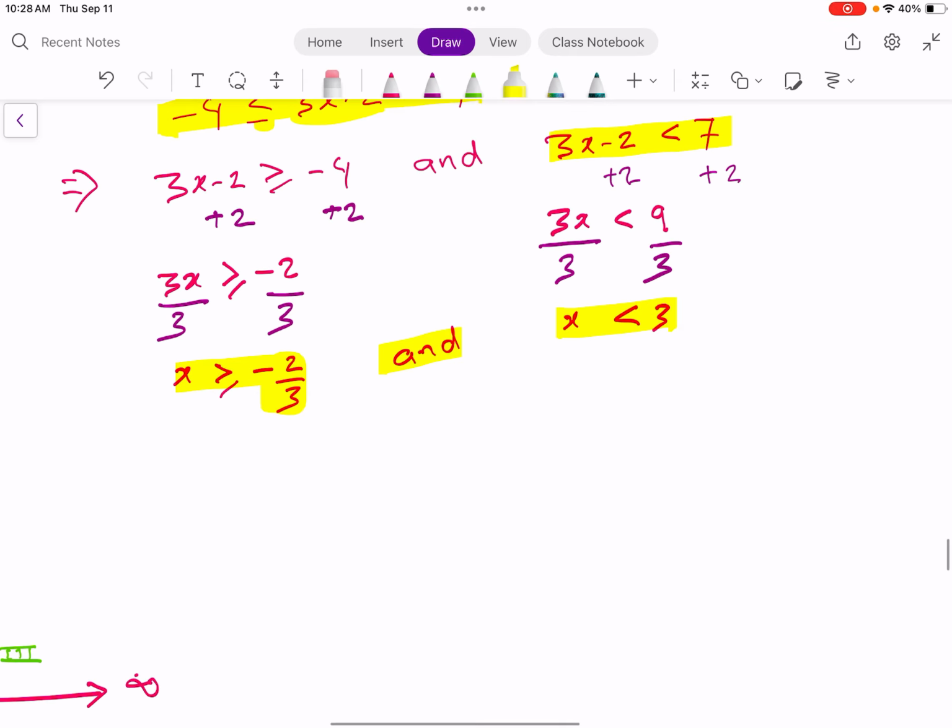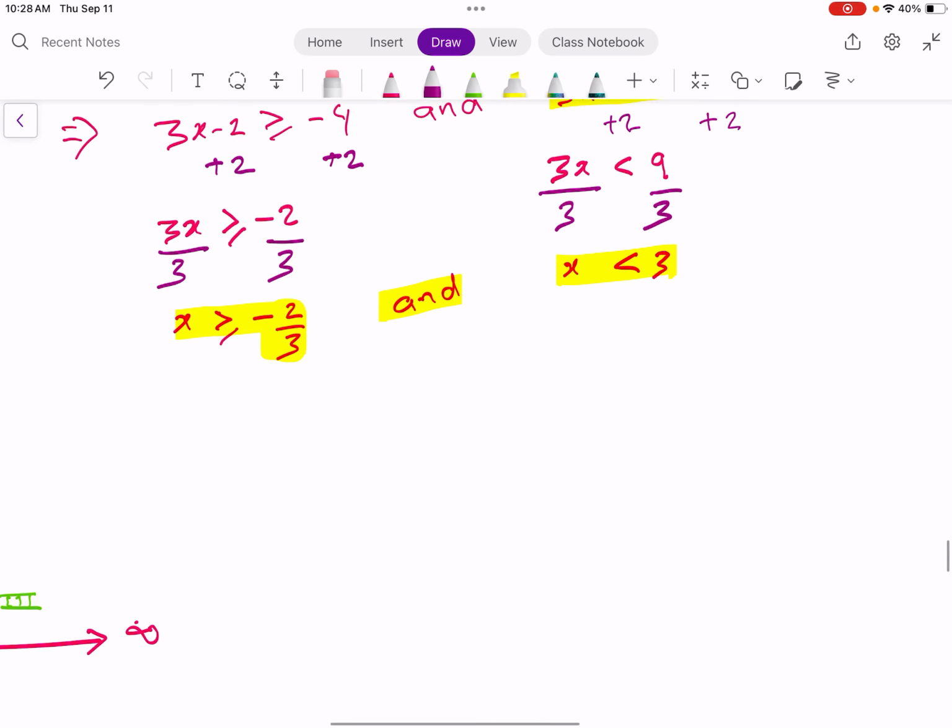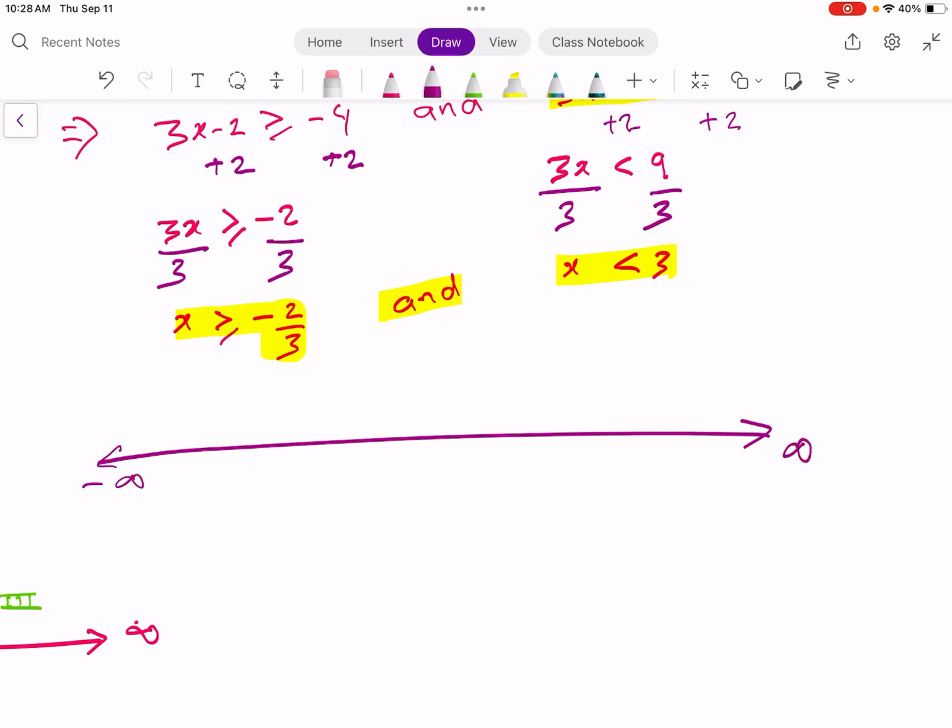Now let's draw a number line. We have a number line here, -infinity, +infinity, -2/3 is here, +3 is somewhere here. Now how do we graph this solution? So x greater than or equals to -2/3. -2/3 is a solution, right? So we have a closed circle at -2/3. Now where do we find x greater than -2/3? Is it on the right side or the left of -2/3?